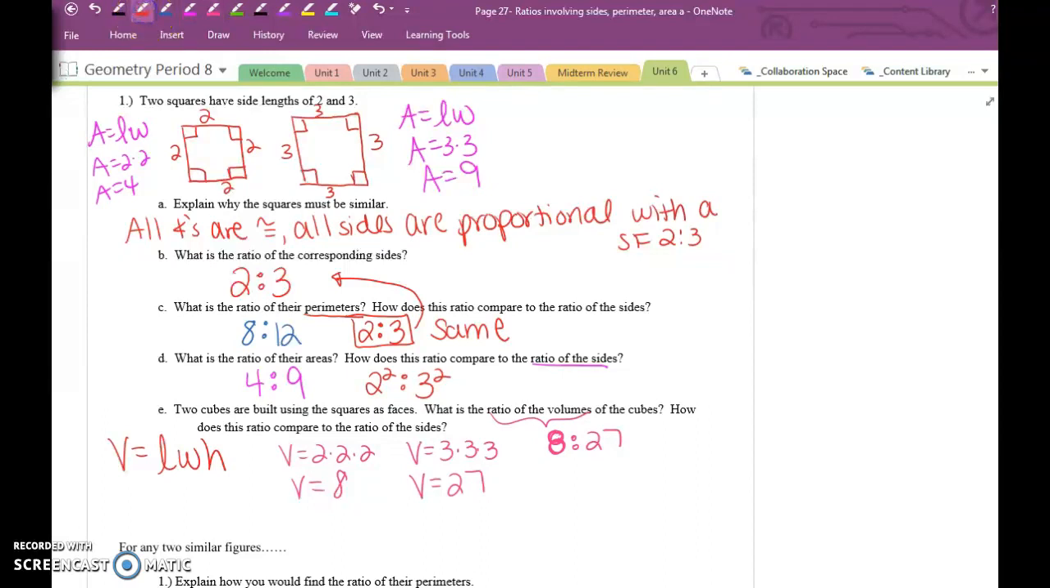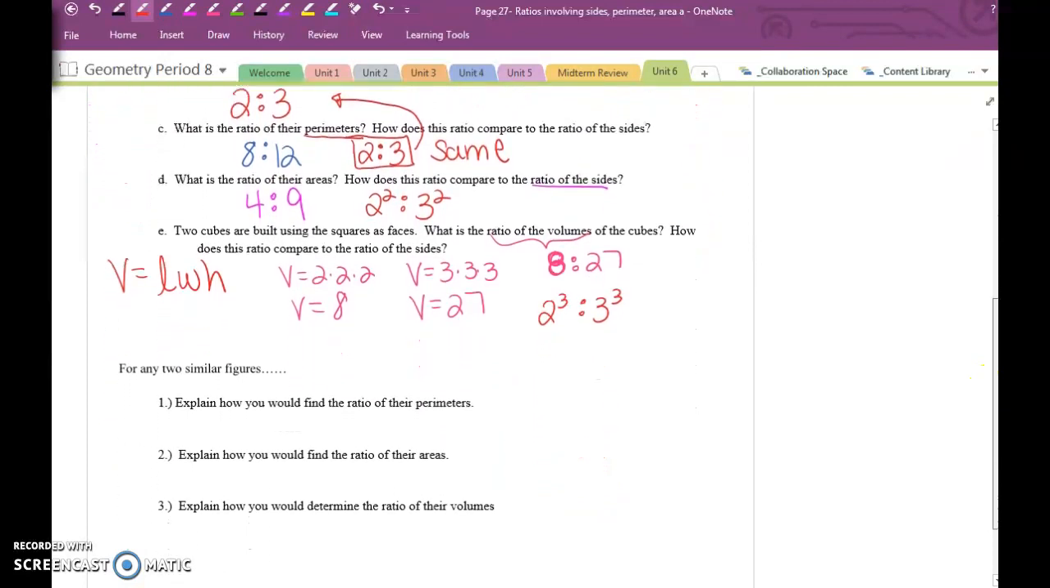Okay, now again, how is this going to compare to the ratio of the sides? Well, 2 times 2 times 2 can also be written as 2 cubed. And 3 times 3 times 3 can also be written as 3 cubed. So how is that going to relate to the ratio of the sides, which was 2 to 3? We took the ratio of the sides and we cubed them. If you think about units for volume, it's always units cubed. So take the corresponding sides ratio and cube it to get the ratio of the volumes.